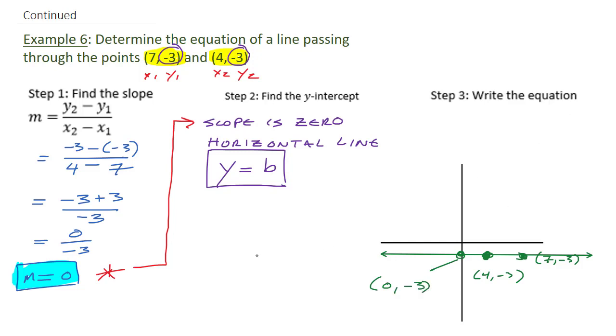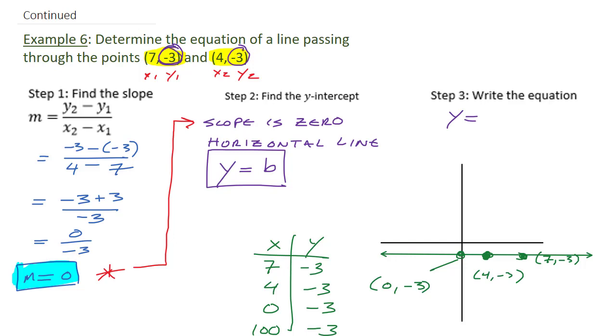If we make a table of values for this one, every y-coordinate is -3: 7, -3; 4, -3; 0, -3. Pick any number you want, 100, -3. The x-coordinates, no matter what you make them, the y is always -3. All right, so how do we write the equation for this? It's super simple. We just write y equals whatever the y-coordinate is here. It's -3. We're done. The end.